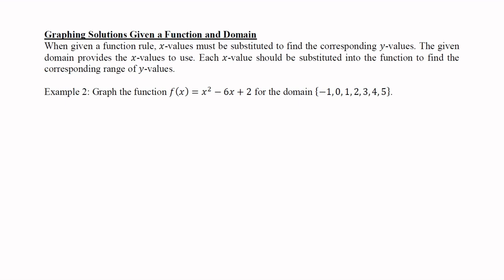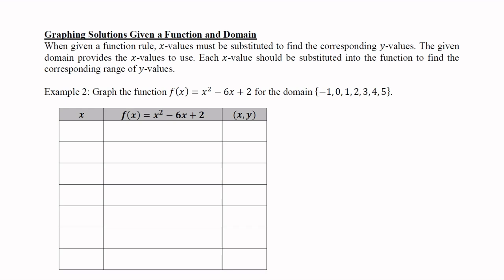So we want to graph the function x squared minus 6x plus 2 for the domain of these values that are given here, -1 to 5. So we're going to create a table, and we're going to put each x value in. So we'll start with -1. We're going to substitute that into our function, and we're going to evaluate it. And when we do, we get that y equals 9.